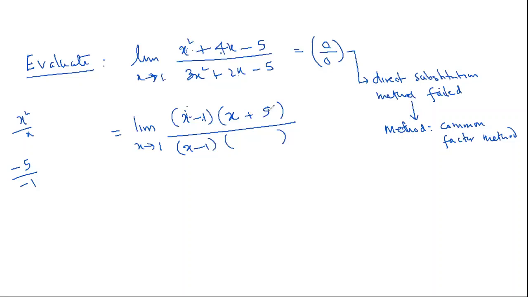Yes, sir. Everybody understood. How did you get x plus 5? Now divide 3x square by x. How much will you get? 3x. Divide minus 5 by minus 1, again 5. Plus 5. Now cancel the common factor. Cancel out the common factor.